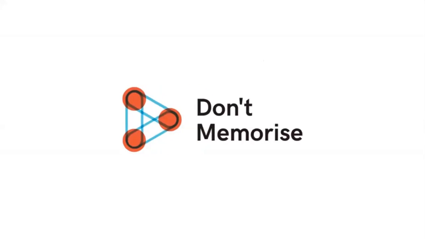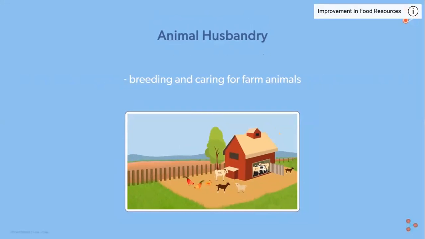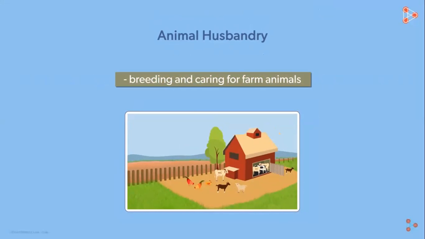This is all about animal husbandry and cattle farming. What do you understand by the term animal husbandry? By definition, it is the science of breeding and caring for farm animals. What do we mean by breeding and caring for animals? I'm sure you have studied about hybridization of different breeds of animals in lower grades.